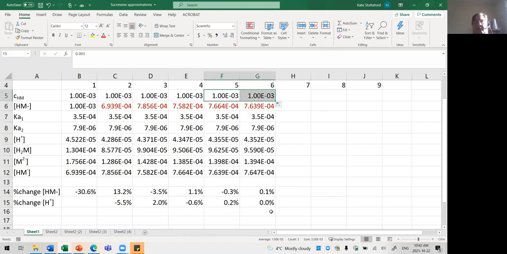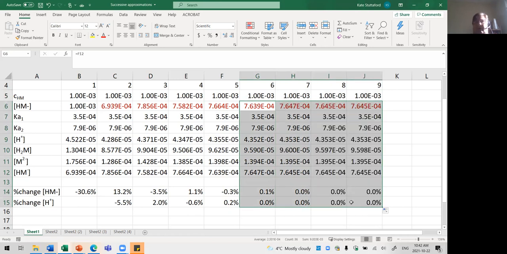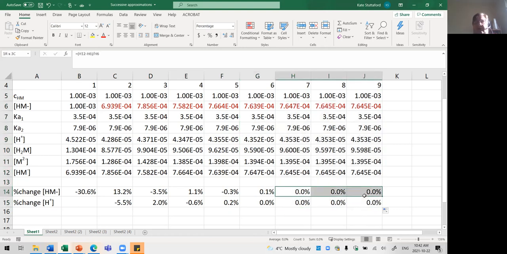And now down to 0.1%. So you can see the change in the H plus has continued to go down as we continue to iterate this. So if we continue across the way here, for our last three, we see, to two sig figs anyway, no change in the concentration of HM minus. So it seems to be centering around 7.6 times 10 to the minus 4. And we see no change in our H plus concentration either. So it's settling in at 4.35 times 10 to the minus 5. So we started out at 4.52 times 10 to the minus 5, and we have changed in that second sig fig by 0.2 when we get down to our final answer.